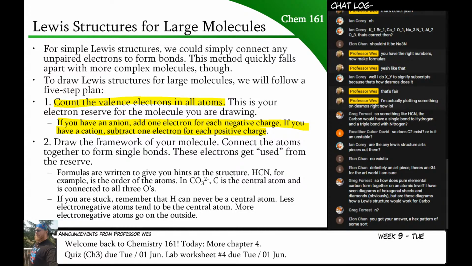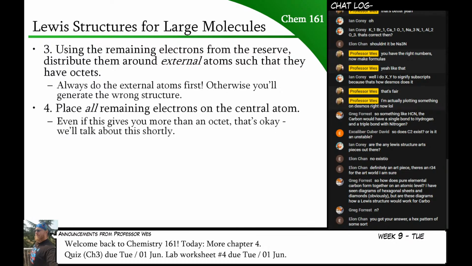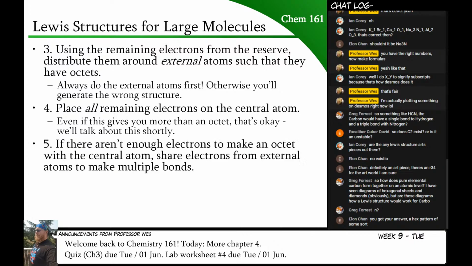But for step 2, draw your framework, connect all your things together. Remember that your connections use electrons. All of your remaining electrons are going to go to just filling octets on other things. So once everything's connected, the next step is to use electrons on external atoms to give them octets, and then give any remaining electrons to the central atom. Step 5 is sort of a check at the end. Make sure everything has octets. If not, you need to make multiple bonds. And those are the 5 steps.